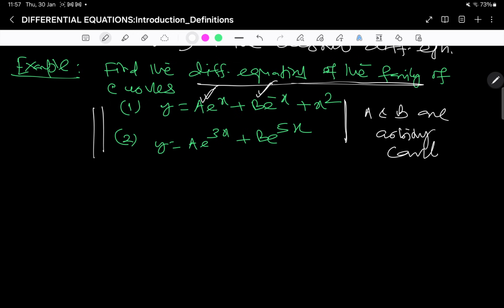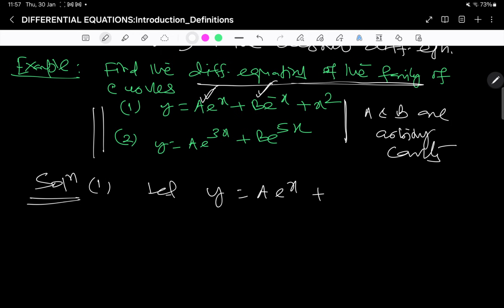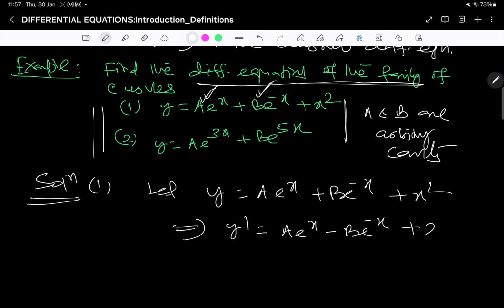So there are 2 arbitrary constants. So the differential equation must be of order 2, right? So solution 1: let y = a^x + b^(-x) + x². I need to differentiate twice because there are 2 constants. So y' is a^x - b^(-x) + 2x.